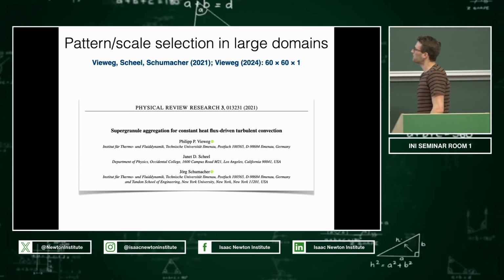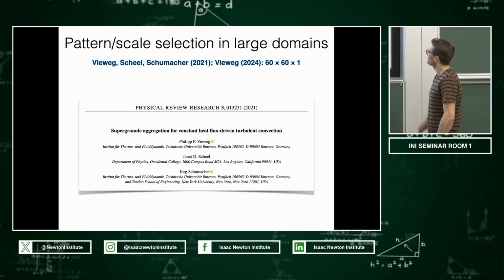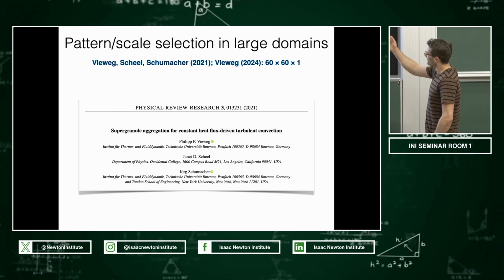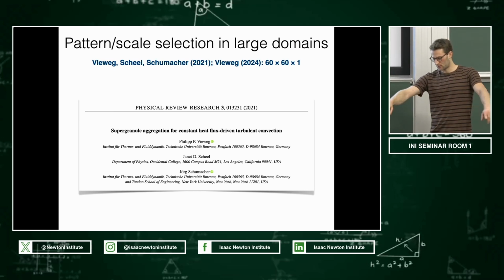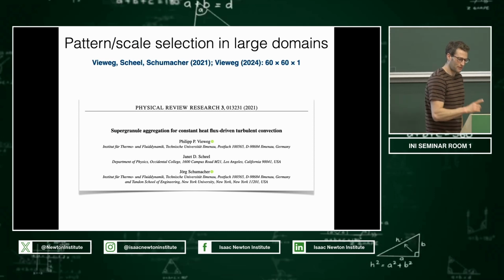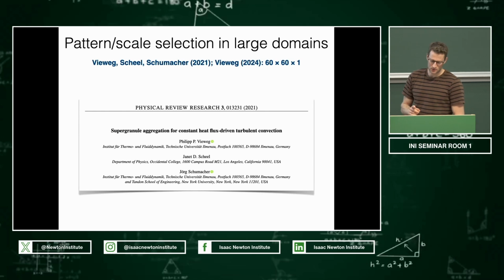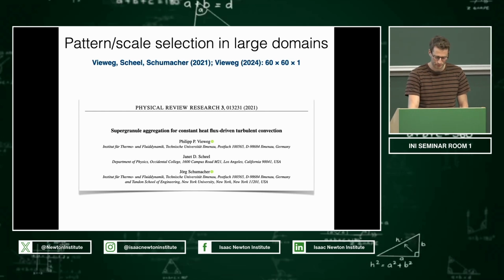Then, in this paper from 2021, and a follow-up from this year, these other authors did this in an even larger domain, where the horizontal extent in both directions is 60 times the height of the layer. And they also considered various combinations of boundary conditions, and they found something that, to me, was quite surprising.